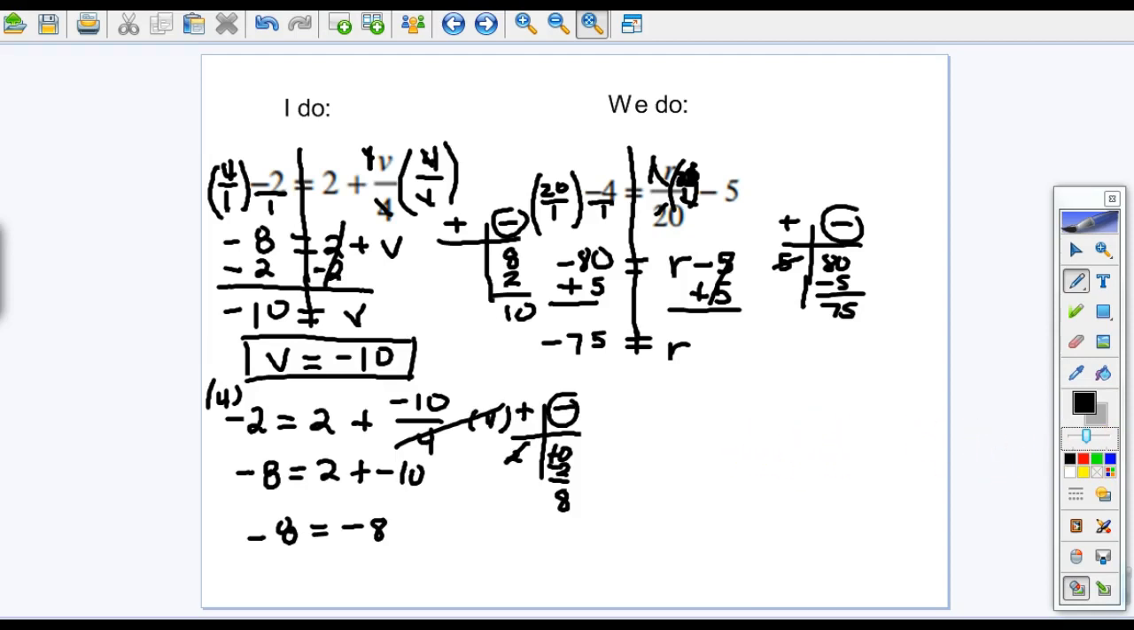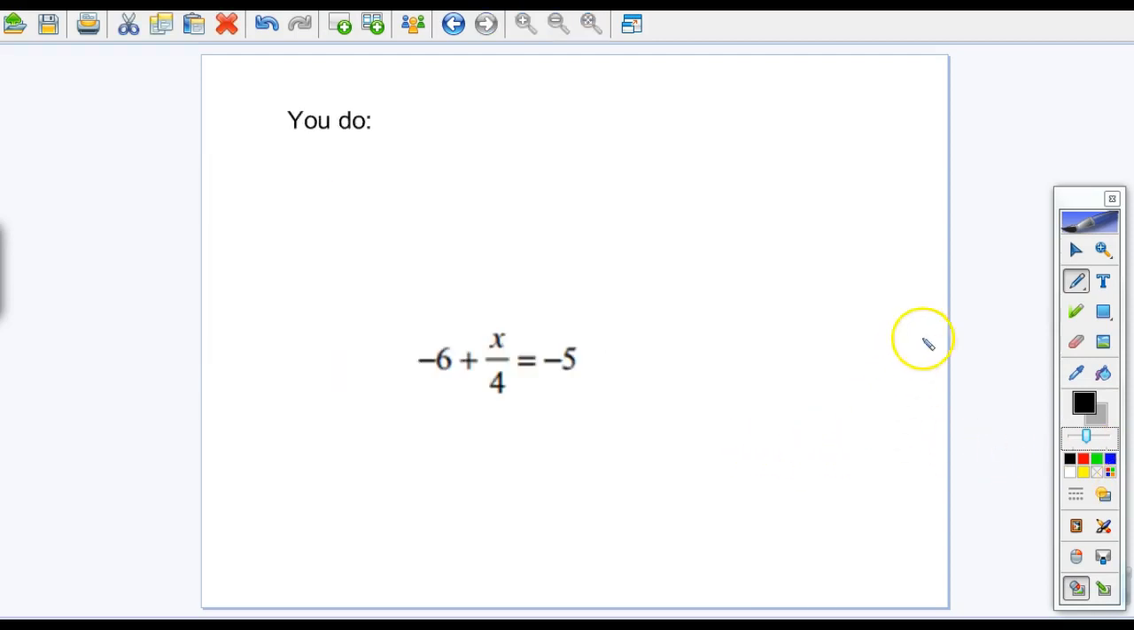Okay. Let me move that. I don't know how that ended up there. So now I have this problem here. This is the you-do. Again, it's a division, so we need to undo it using multiplication or multiplying by the reciprocal.